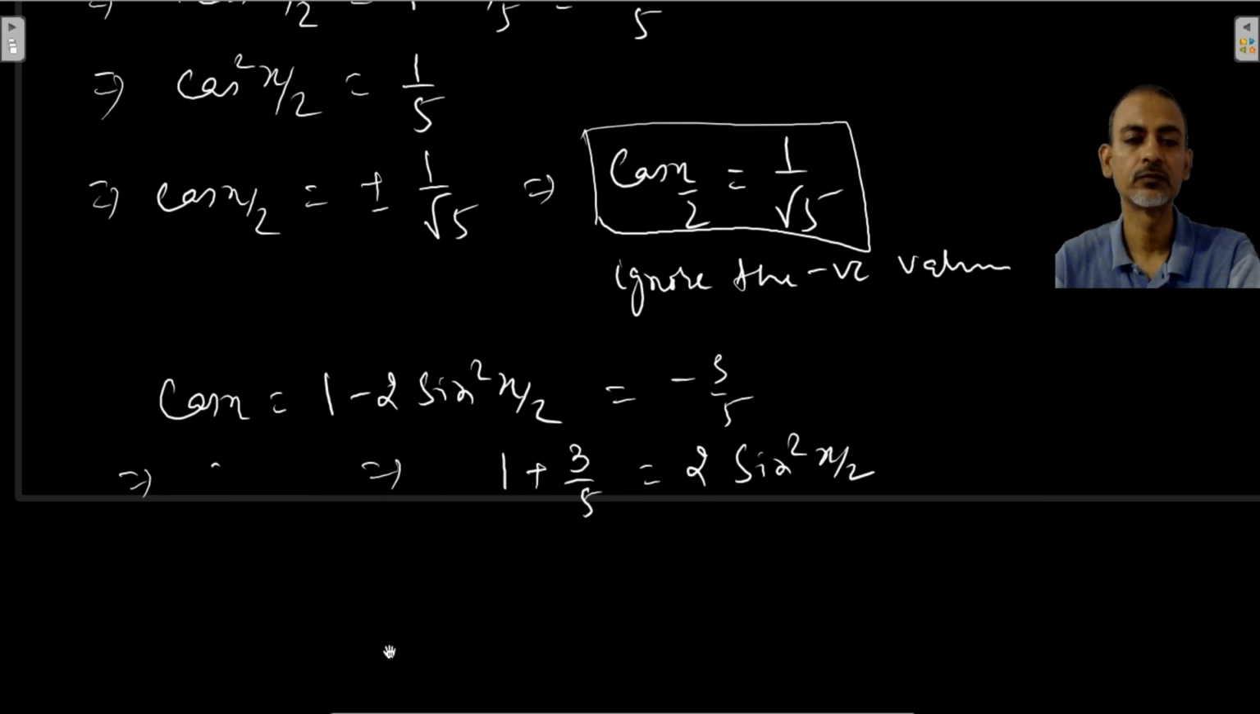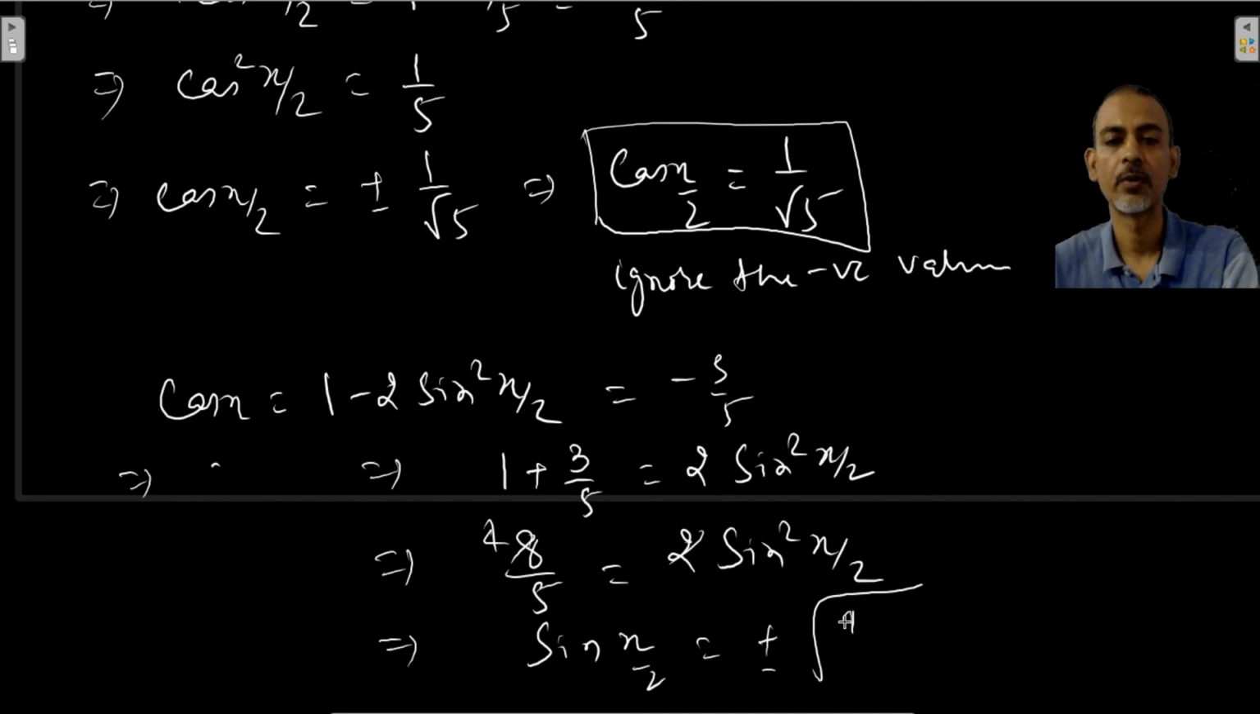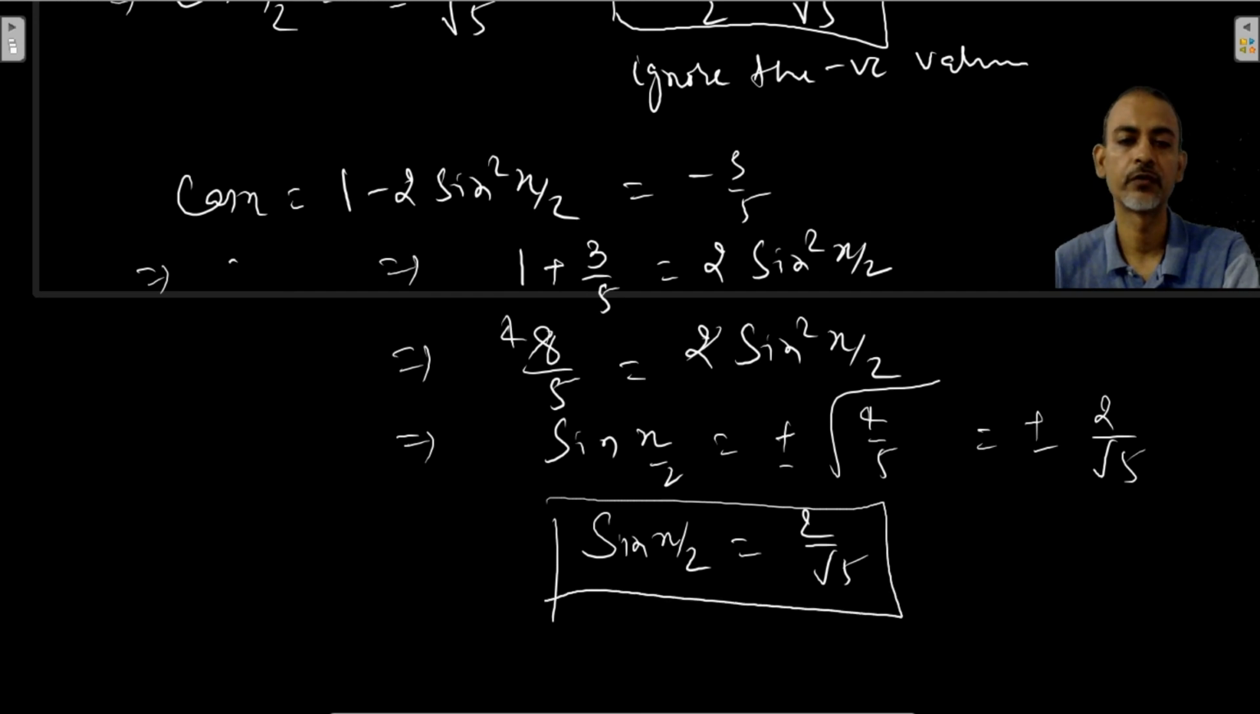Once this becomes 5 plus 3, 8 by 5, I am just summing it up, equals 2 sin square x by 2. Then 2 4s are 8, and sin x by 2 is going to be plus and minus square root of 4 by 5, which is nothing but plus and minus 2 upon root 5. Again, this is going to be positive, so I am going to take sin x by 2 equal to only 2 upon square root of 5, ignoring the negative value. So you've got sin x by 2 as 2 upon square root of 5 as well.